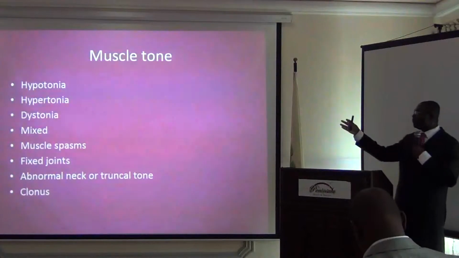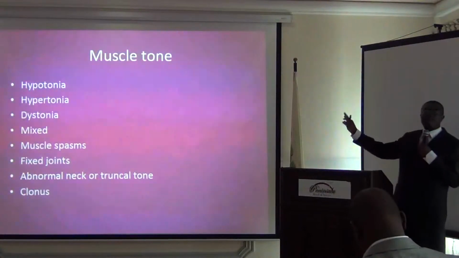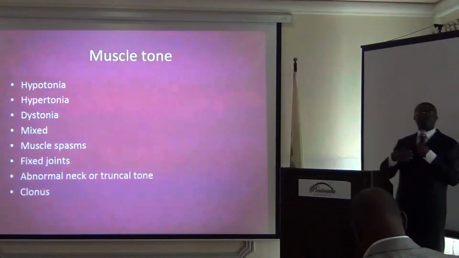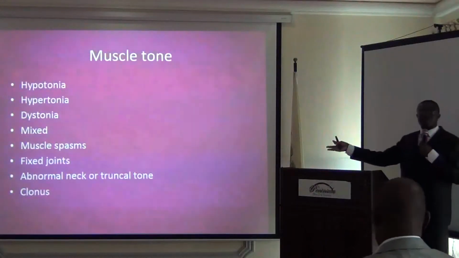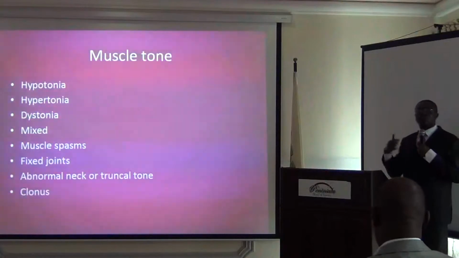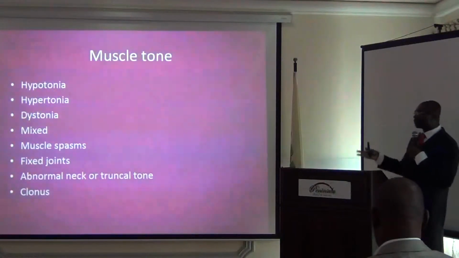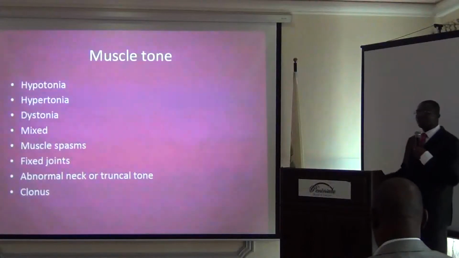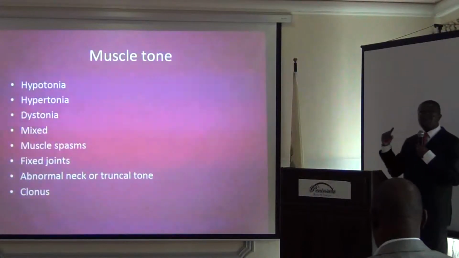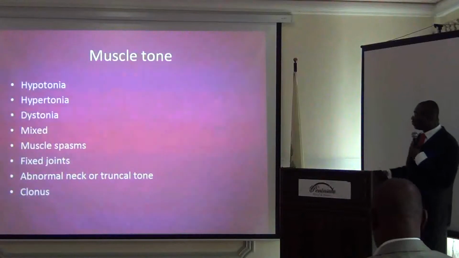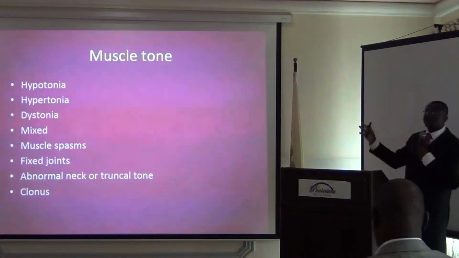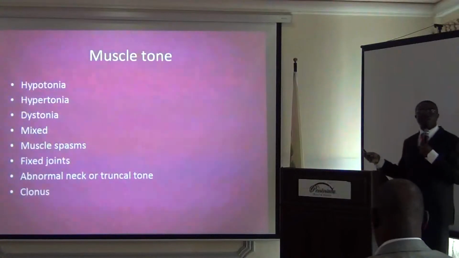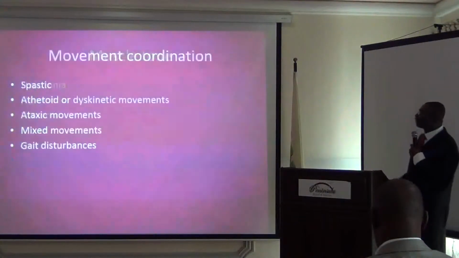And then you have the limbs, either a mixture of hypotonia or hypertonia. Sometimes the limbs will be stiff, sometimes they will be plastic. And then we have muscle spasms. These muscle spasms are involuntary movements of the muscles, and some of them are very, very painful. And then you can have a fixed joint when the joint is fixed and very difficult to be flexed. And then we also have the abnormal neck movement of globus. These are different manifestations of the abnormal tone that we have in cerebral palsy.